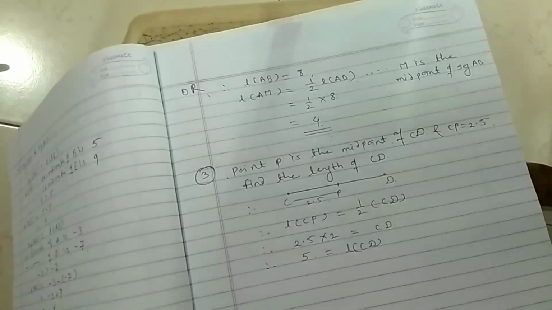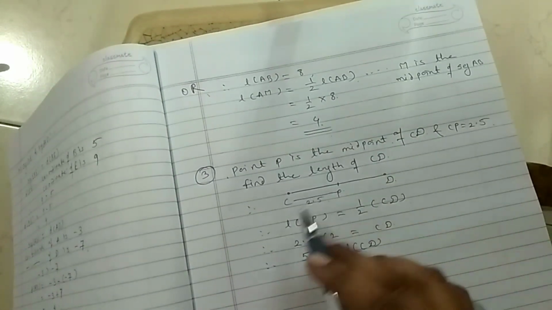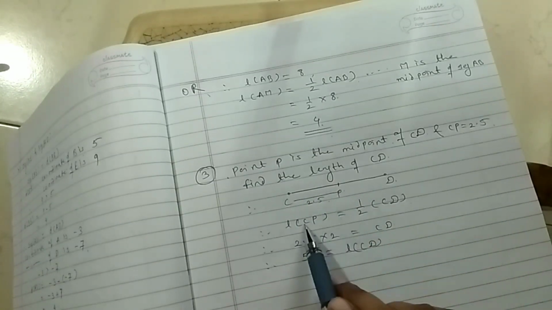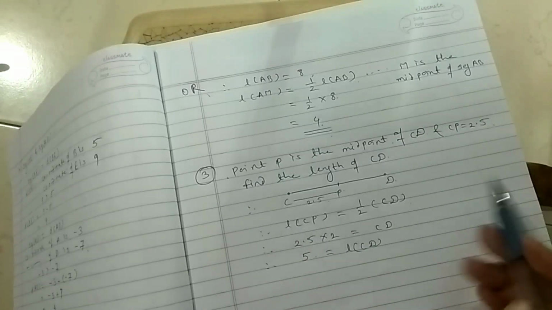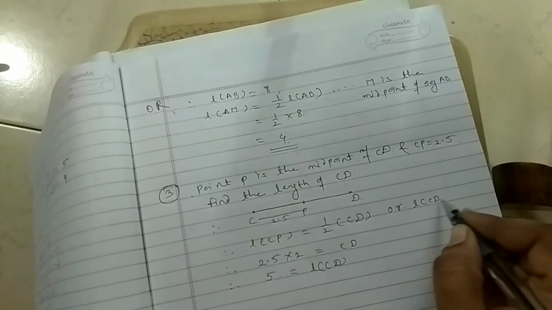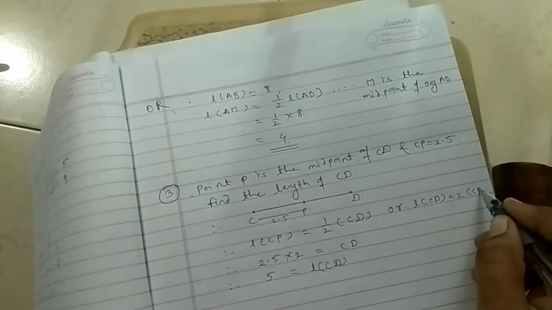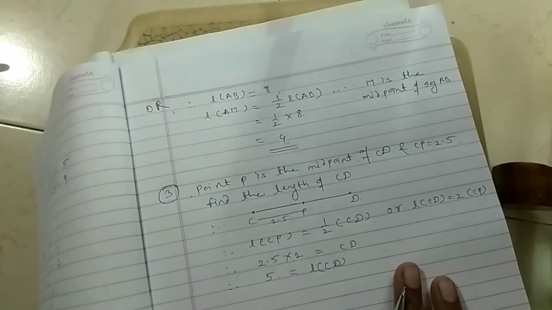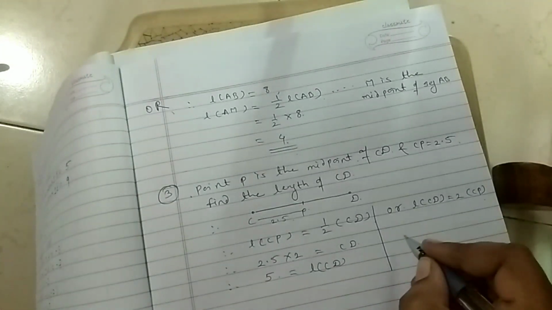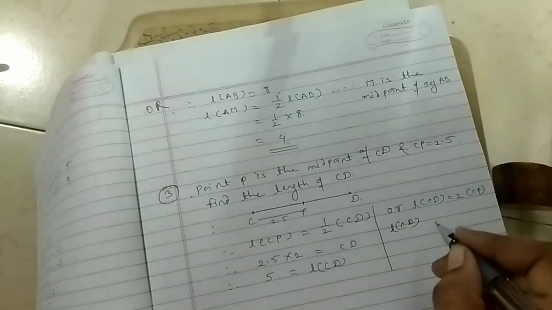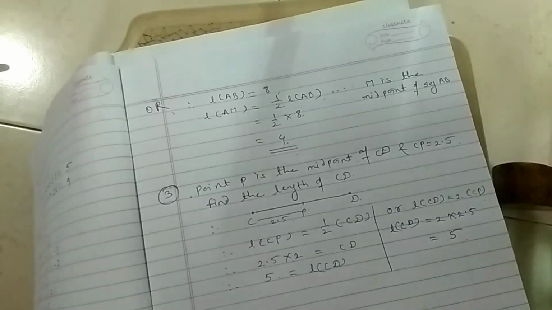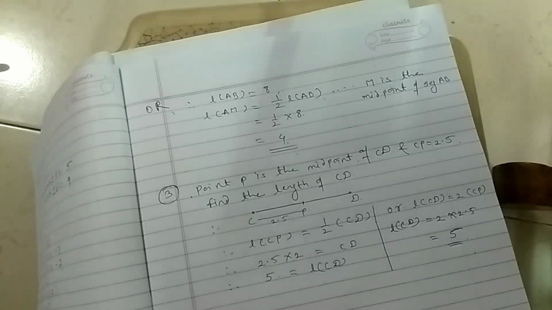So here CD is the segment, P is the midpoint, CP is given. So the length of CP is equal to half of CD, or you can also write the length of CD is equal to 2 CP. There are two methods. So the length of CD is equal to 2 into 2.5, that is 5. So the length of CD is 5.